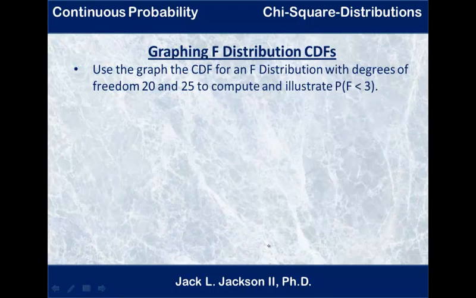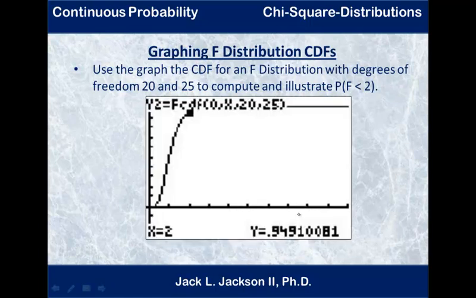Use the CDF to compute the probability that F is less than 3. Go ahead and do that now. Press pause. As we come back, we see that we just have to trace. And when X is 2, so F is less than 2, the probability is 0.949.